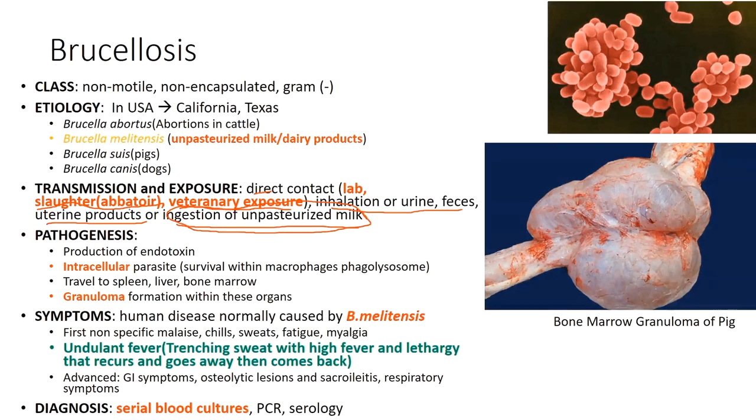So what happens is once it enters and you ingest it or inhale it, you actually get production of endotoxin. And this guy is an intracellular parasite, and it survives in your macrophages, inside the phagolysosome. It doesn't even pop out of that. And then it can travel to the spleen, liver, and bone marrow, wherever macrophages are taking it, and it can cause granulomas in those organs. If it's in the bone marrow, you can actually see this granuloma here.